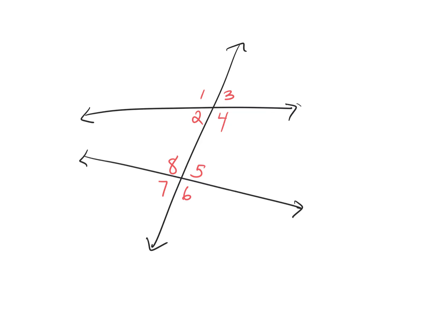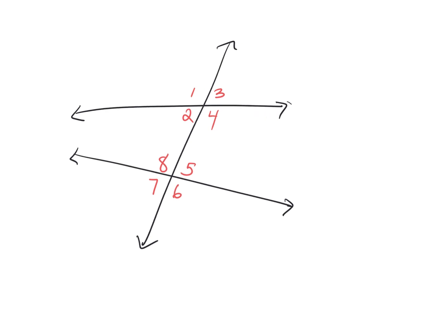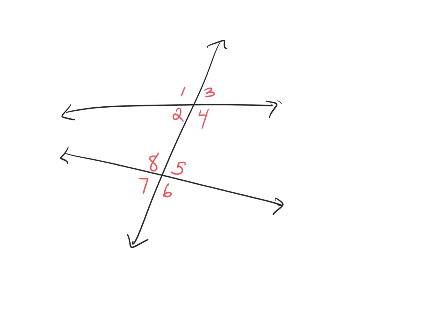So let's start with a quick review of the new angle relationships that we learned about in this module, okay? The first set is what we called alternate interior, okay? Now remember, alternate refers to the opposite side of the transversal, and the transversal is this line that cuts through the two other lines, okay?